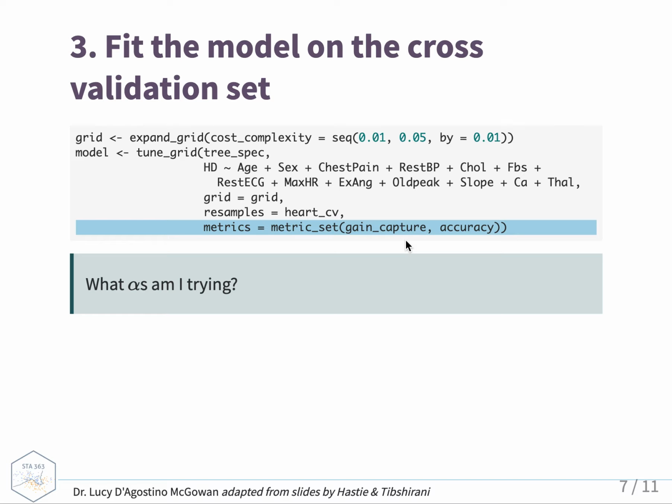So what are the alphas I'm trying here? I'm sequencing here from 0.01 to 0.05 by 0.01. So I'm trying 0.01, 0.02, 0.03, 0.04, and 0.05. If you're curious about learning more about what this gain_capture metric does, you can run ?gain_capture in your console after loading the tidymodels package, and that will give you a little bit more information about it.